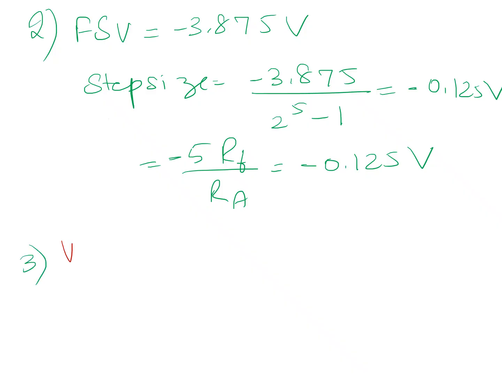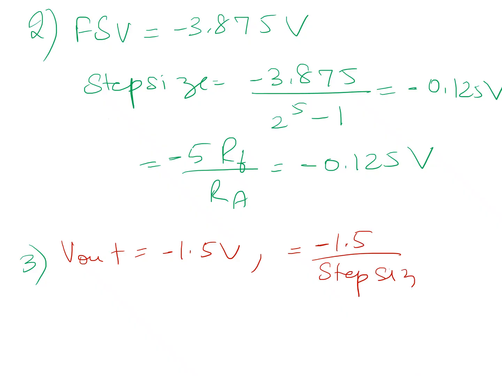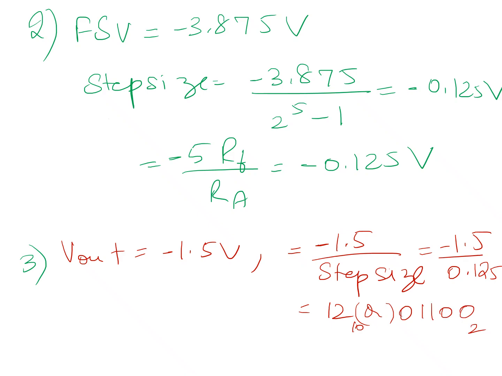Next, we'll move on to the third part of the question. The output voltage that was given is minus 1.5 volts, and we need to find the binary. The equivalent binary for this is equal to minus 1.5 divided by the step size, which is minus 1.5 divided by 0.125, which is equal to 12, or 12 base 10. This is 01100 base 2.